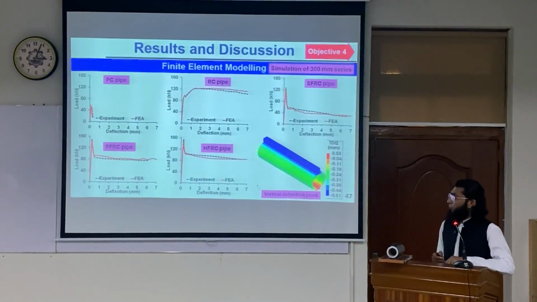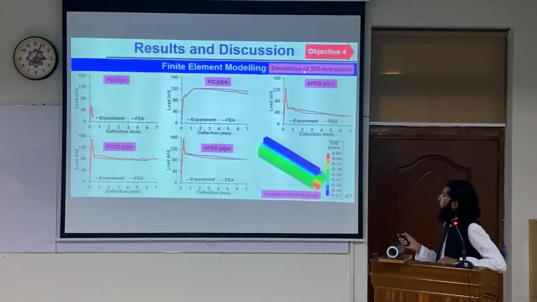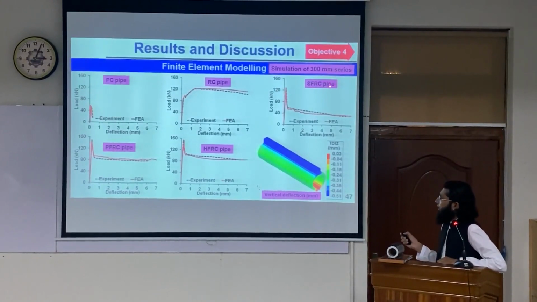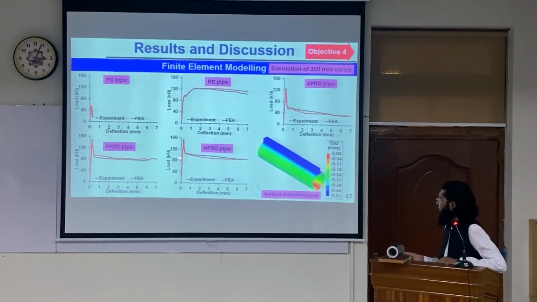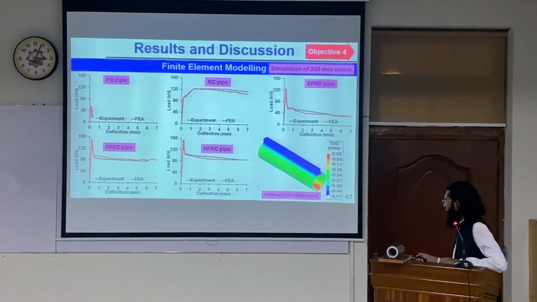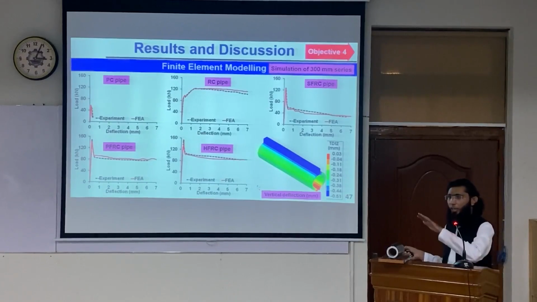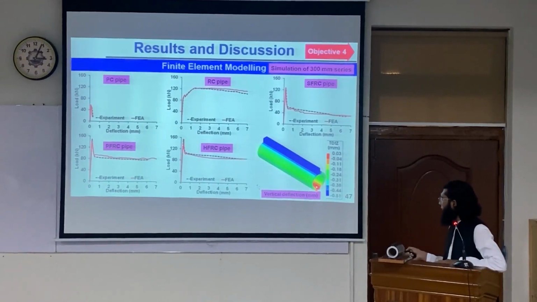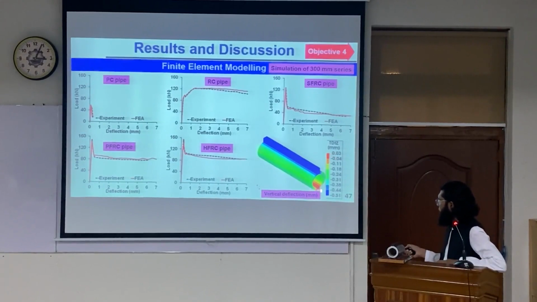Now, finite element modeling: the results of the simulation are presented for the 300 millimeter pipes. As can be seen, the model could effectively simulate the experimental results, and you can see the vertical deflection come through over here. The blue areas, with the negative sign, mean the deflection is downward. You can see it's most blue at the top because the load is applied from the top. The bottom is nearly red, which means it was restrained.